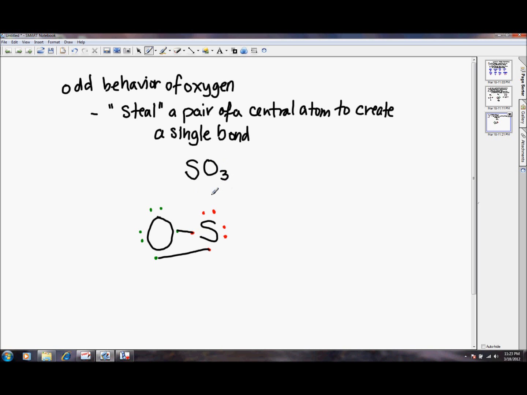Well, this is where we have oxygen's strange ability. See, there's a pair here on sulfur, and there's another pair here on sulfur. So what oxygen is going to do, oxygen has the ability to actually steal this pair without giving one of its electrons to sulfur to share.